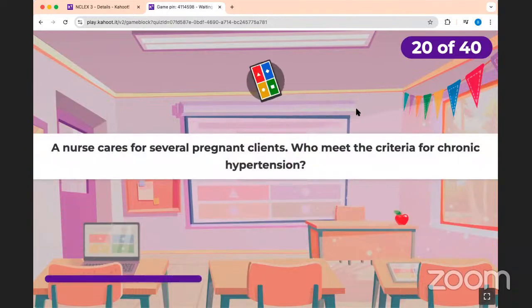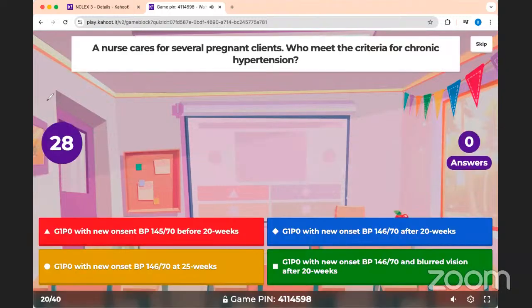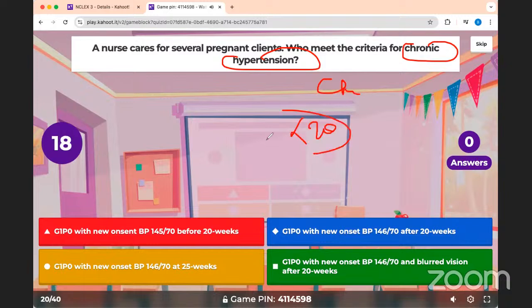And then care for several pregnant clients who meet the criteria for chronic hypertension. What is the definition? Don't bother yourself too much. Go with the keyword, concept, buzzword. What is the definition of chronic hypertension? That means you have hypertension before 20 weeks. That's all. Then you look at the answer choices, which one is consistent with that?